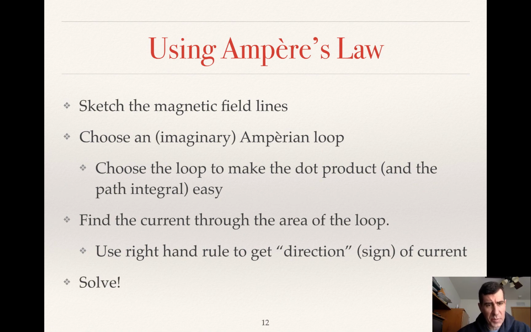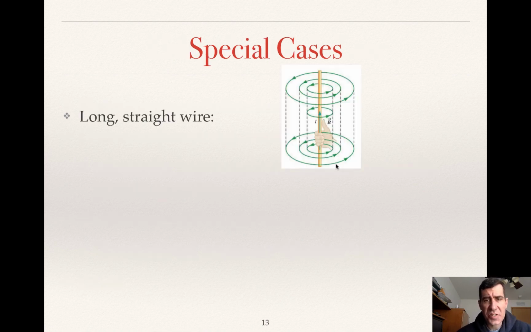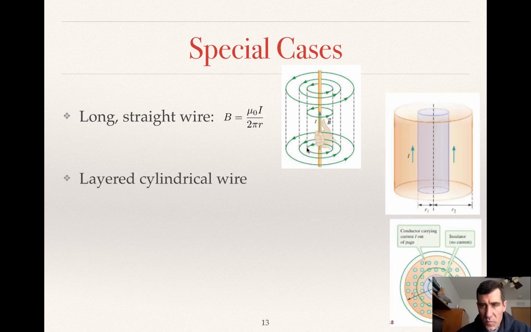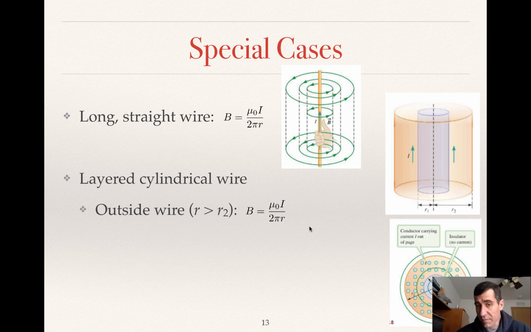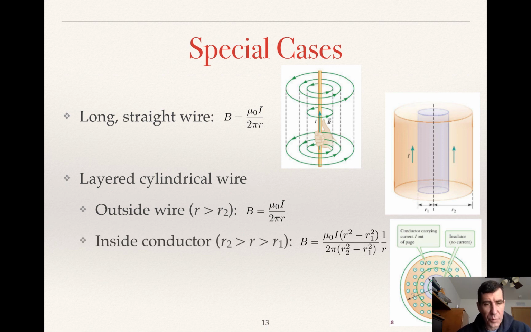We'll do some examples of this in class, but just to show you what the results are for some special cases. For a long straight wire, we've actually already done that with Biot-Savart, but the magnitude of the field B is mu naught I over 2 pi r. If you have a layered cylindrical wire, you can divide it into regions. Outside the wire, it looks the same as for a long straight wire, mu naught I over 2 pi r.